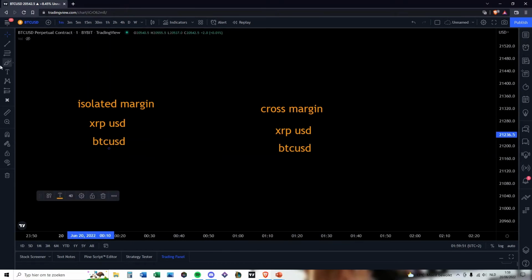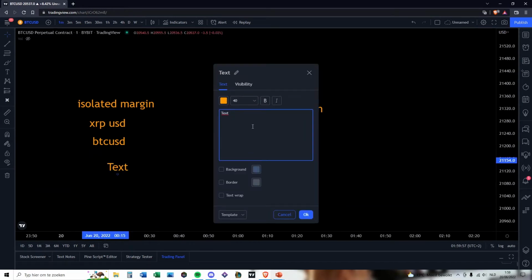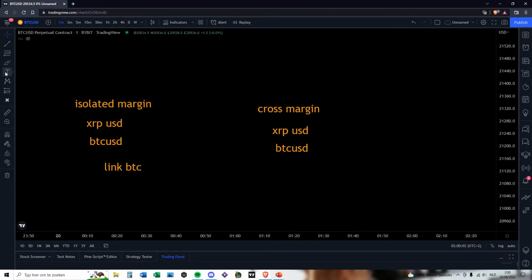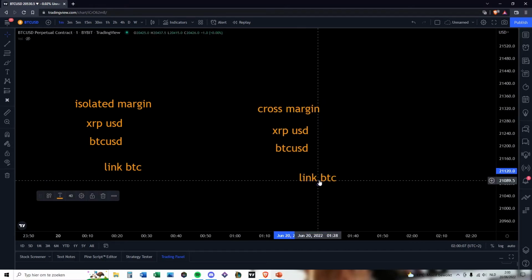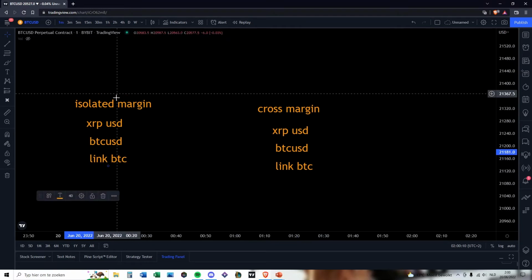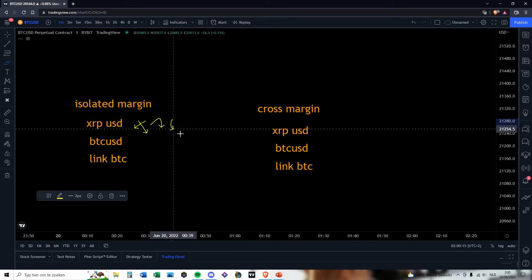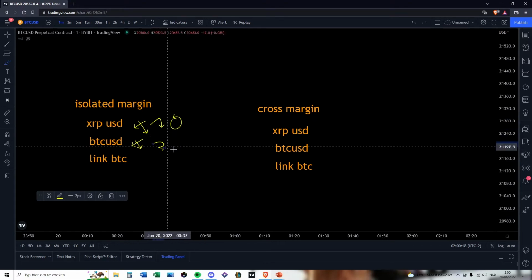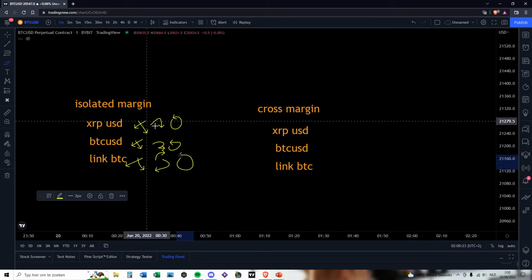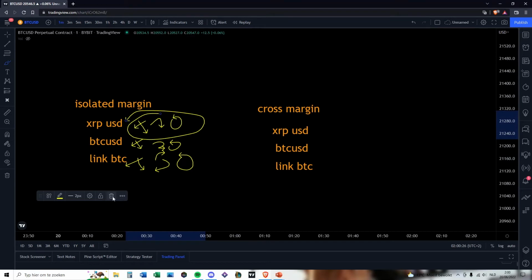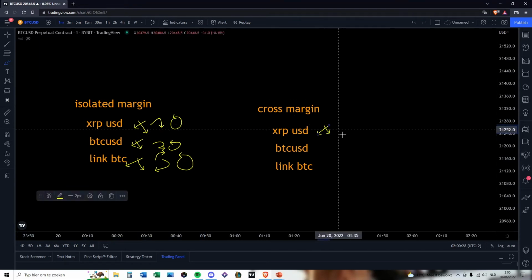And here you have the same. Let's put XLM as well, or some other coin, I don't mind. Link BTC and another one. So let's say isolated margin means you have here x10, x20, 50. These are really big numbers. If you're wise, you'll never use them. X10 maybe in some cases, but probably never. And here you have the same.